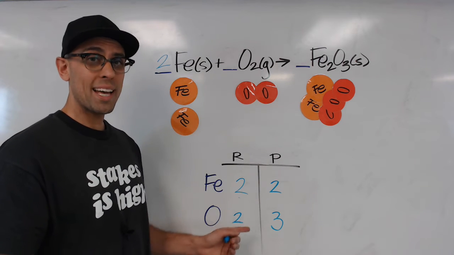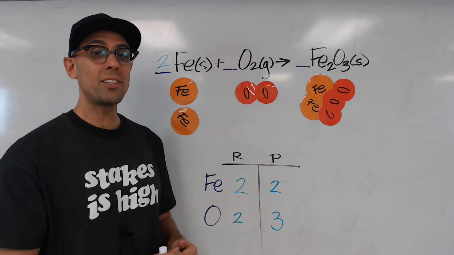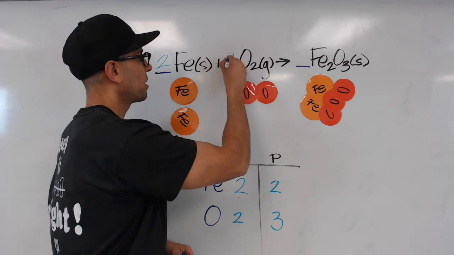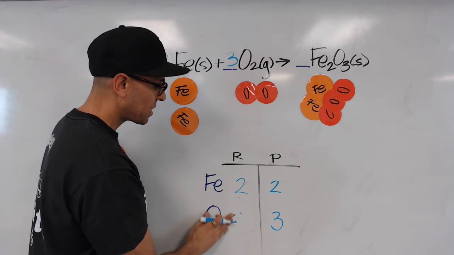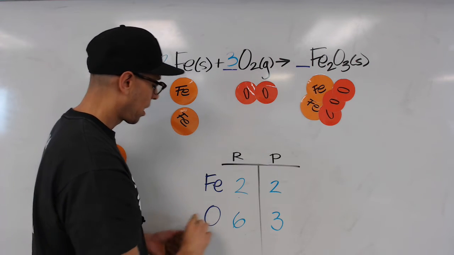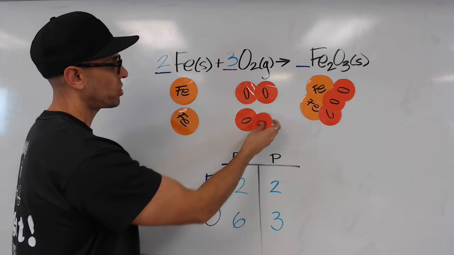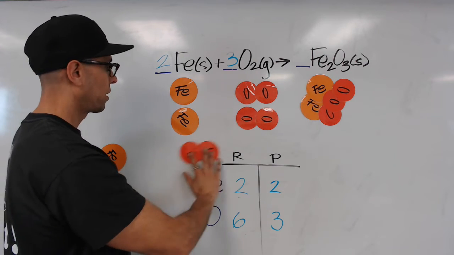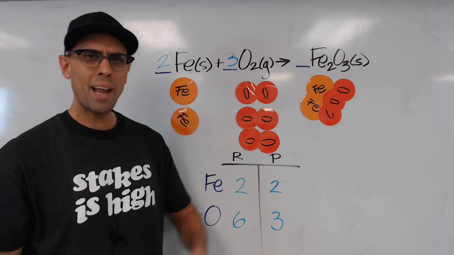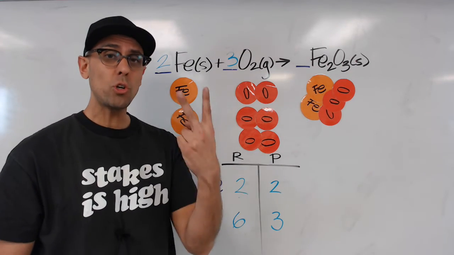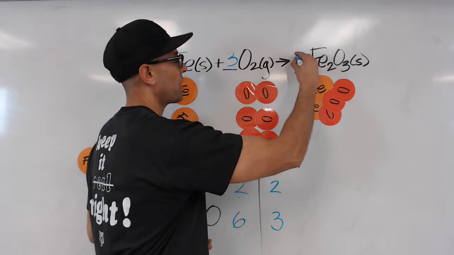I think you would agree that 2 and 3 can both be multiplied to equal 6, so let's do it. Over here, if I put a 3, 3 times 2 gives me 6 oxygen atoms. I can then add more oxygens to my model to represent that change. So there we have 4, and now we have a total of 6. But how can we get 6 on the product side? Well, multiplying 3 by 2 will give you 6, so let's do that.